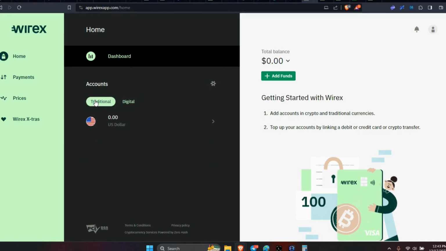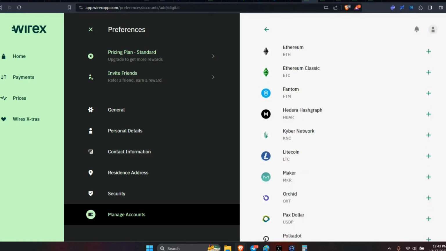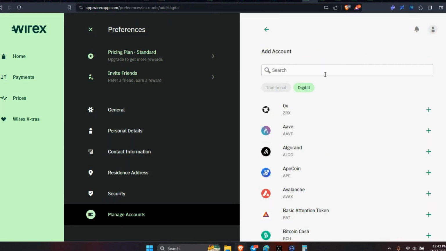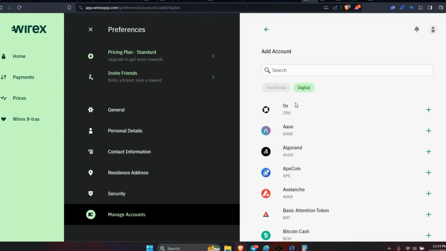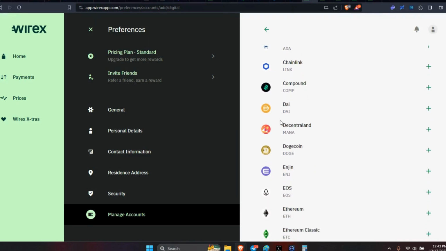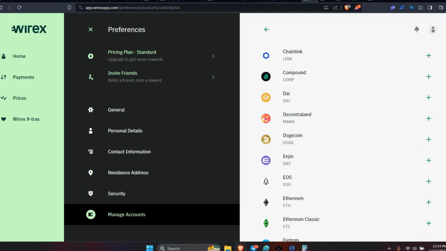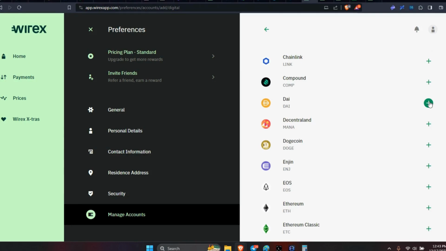Now you have your traditional accounts, which is your US dollar accounts. Then of course your digital is all your different cryptos, and you can add a different crypto here by selecting it over here. Like if I wanted to use my favorite, BNB, I would just come on down to, where's BNB? Let's see. Binance. Nope, no Binance. So what do we have to choose from? Ox, Aave, Bitcoin Cash, Cardano. Well, I guess DAI would be another good one because it's just in regular dollars, so it's easy to do the conversion. Solana. Okay, so I would just select DAI.